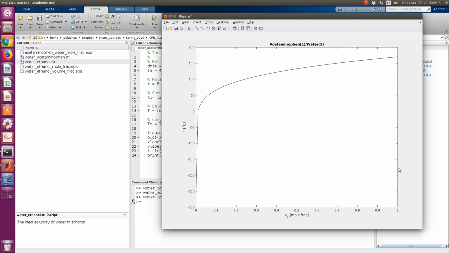The one other thing I'll point out is when the limit of x1 is 1, that gives me my pure component melting point. Okay, so that's my cooling crystallization curve and how we read it.